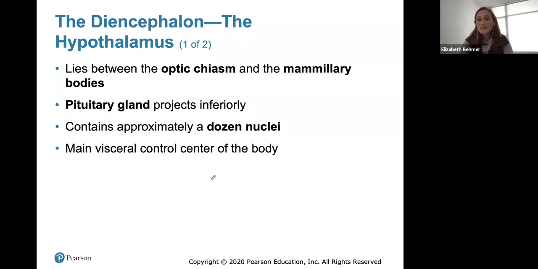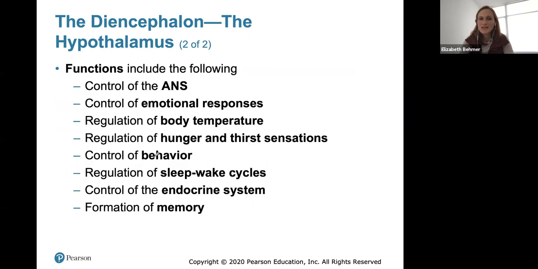The hypothalamus then lies between the optic chiasm and the mammillary bodies. The pituitary gland projects inferiorly from it. It's the main visceral control center of the body. This is your hypothalamus. And these are some of the main functions of the hypothalamus, which you should know. It controls your endocrine system, the sleep-wake cycles, behavior, hunger and thirst, body temperature. Controlling the autonomic nervous system is everything that happens on the subconscious level, and it helps with forming memory.